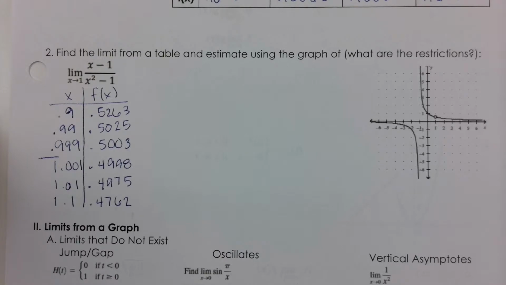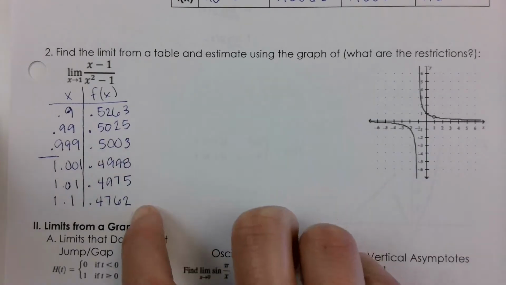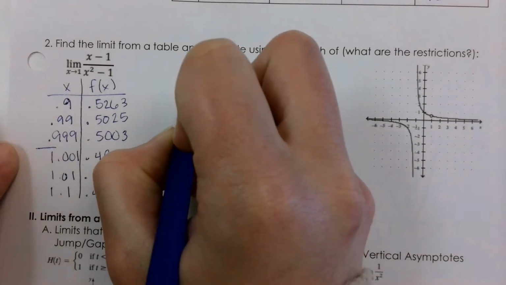So what does it look like we're approaching? What are we getting super close to? 0.5, right? Because we got really close to 0.5, and then if you go this way, you're coming closer to 0.5 again. So we would say as x approaches 1, y is going to approach 1/2. That's how you would talk about this limit, I guess.